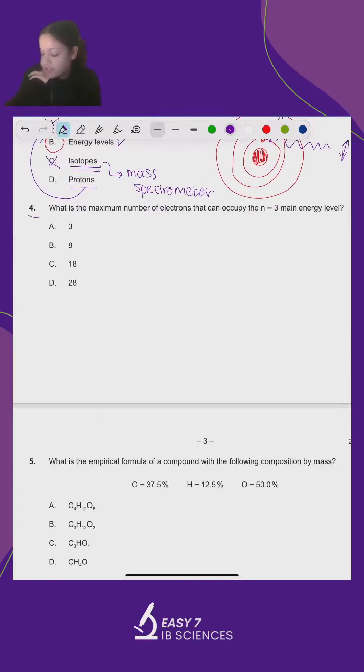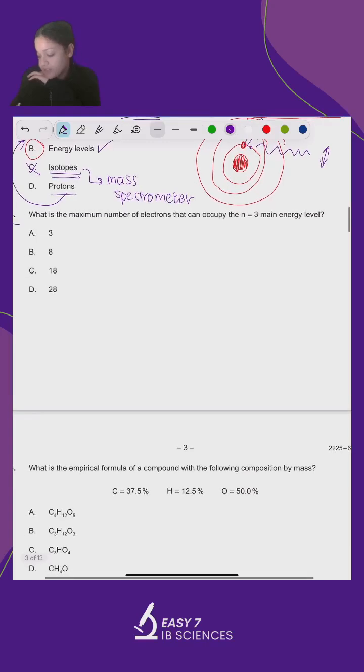Okay, next question. What is the maximum number of electrons that can occupy the n equals 3 main energy level? So people here have put C. So the formula for this is 2 to the power of the energy levels. Okay? So that means it is 2 to the power of 3.